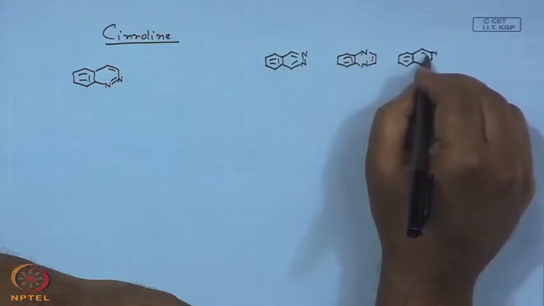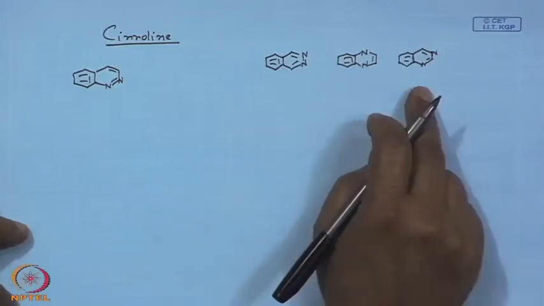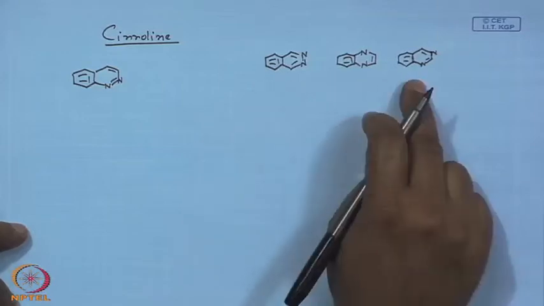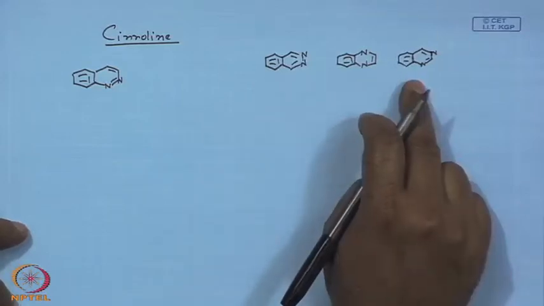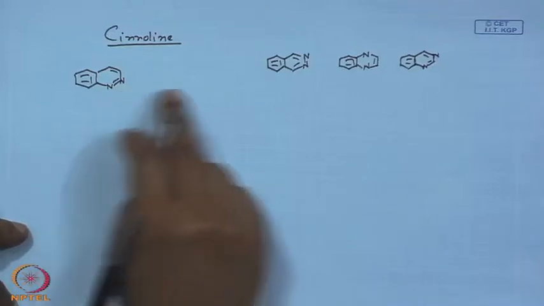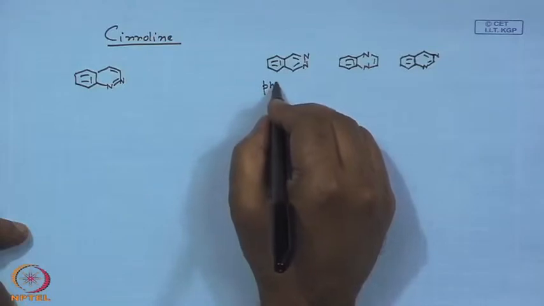So, how many of you can recognize these 3 nuclei by name? They are on the right hand side. Cinnoline, you see it is 1,2 nitrogen. Okay. Any guess? This is an important nucleus again.